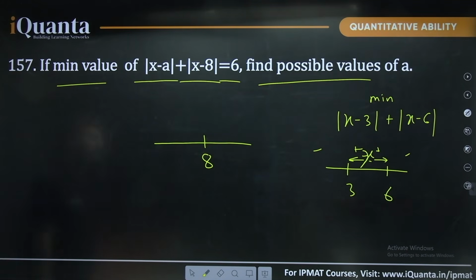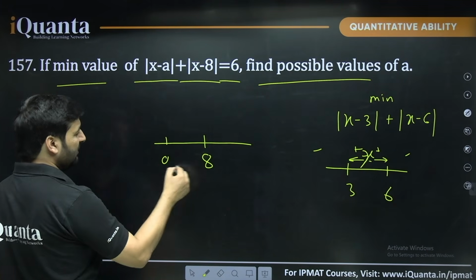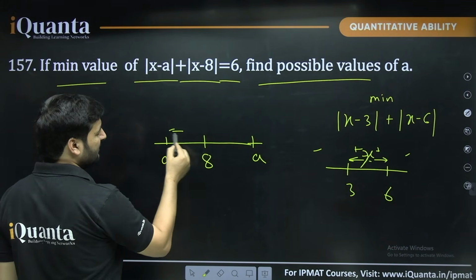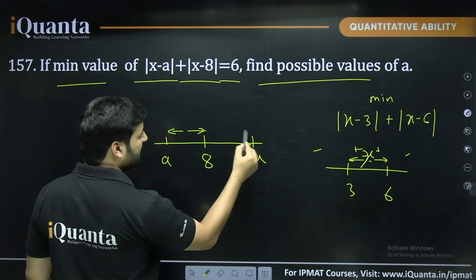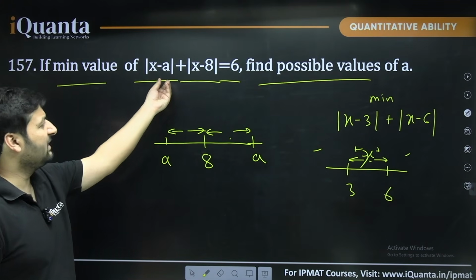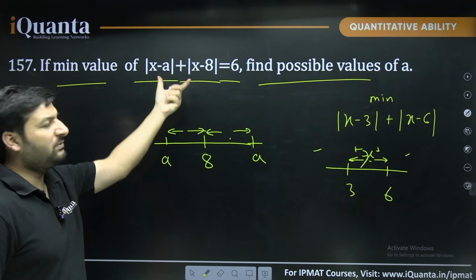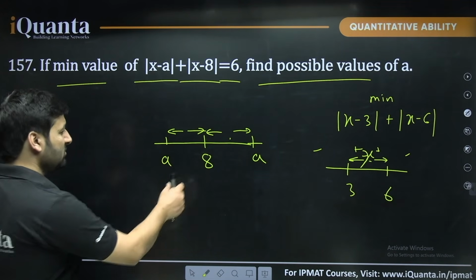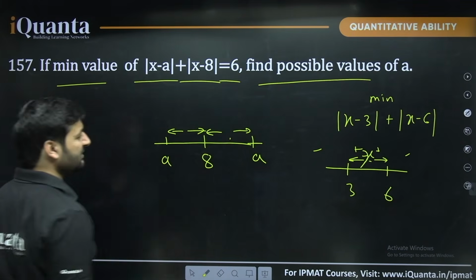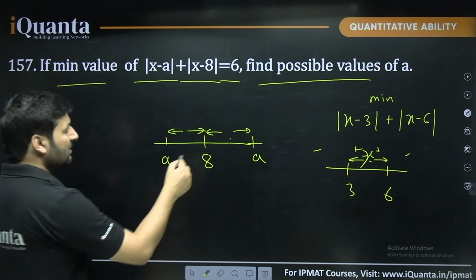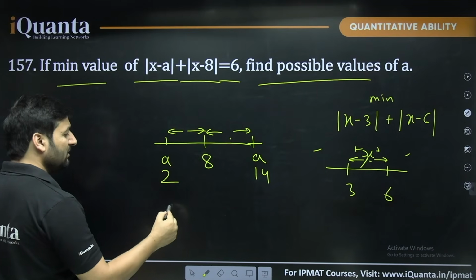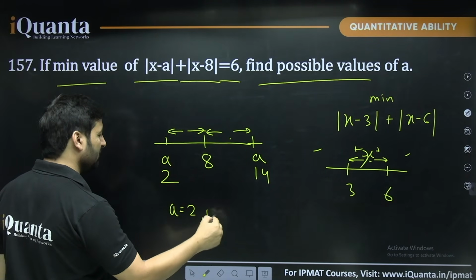So that means here also, a can be here, a can be here, but the minimum will occur when x is between a and 8. So x can be here, x can be here, isn't it? So this is basically the distance between a and 8. So you have to take it in such a way that the maximum distance you can go from 8 is 6. So if you go 6 that side, you get 14. If you go 6 this side, you get 2, isn't it? So what are the possible values of a? Those are 2 and 14.